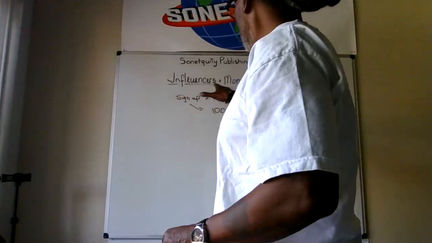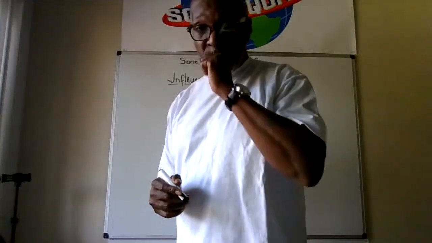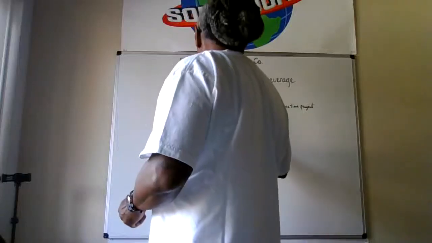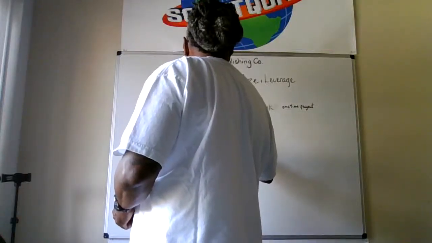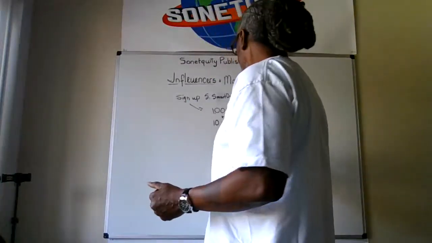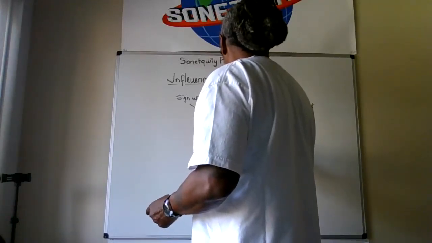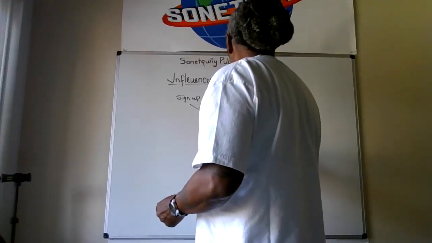So that's what influencers monetize and leverage is. So now you've got 60,000 people. Now, here's what happens if your 1,000 signs up, let's say your 1,000 signs up 10 people apiece. Ten each. So that equals 10,000. So you've got 10,000 people.